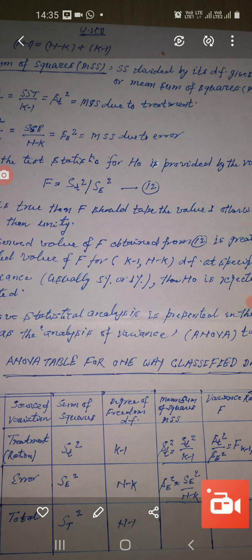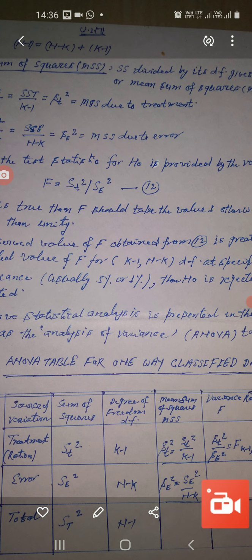You know about experiment. Experiment is nothing but getting an answer to the problem under consideration. If you want an answer to your problem, then this is called an experiment. And design of experiment is based on 3 principles: replications, randomization, and local control.